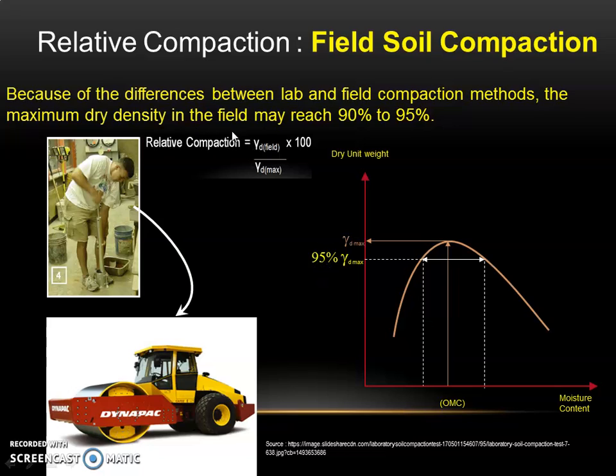95% is relative compaction, and gamma D max is the value of maximum dry unit weight which we get from lab test. So gamma D field can be written as 95%, that is relative compaction, 95% of gamma D max. So this is gamma D max, which is the result obtained by lab test.